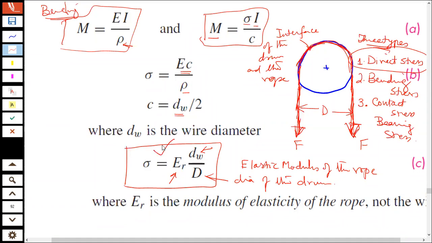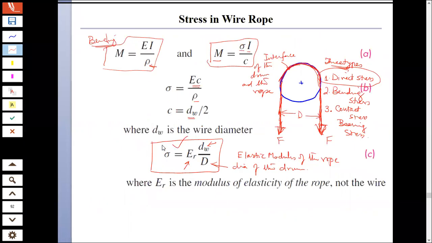So remember this equation, that if you want to calculate the bending stress in a rope, this is going to be the bending stress in the rope. Okay.